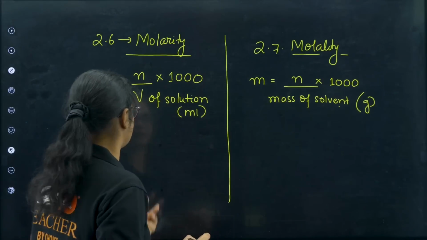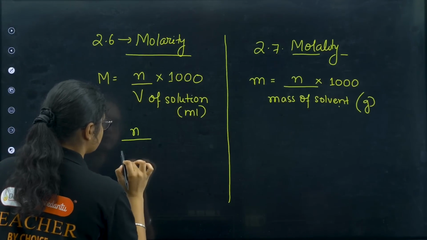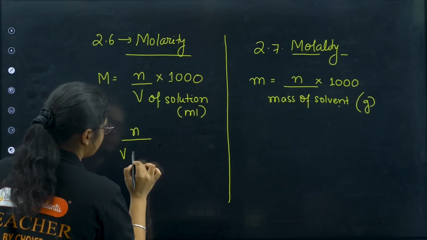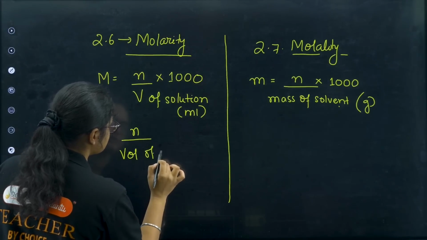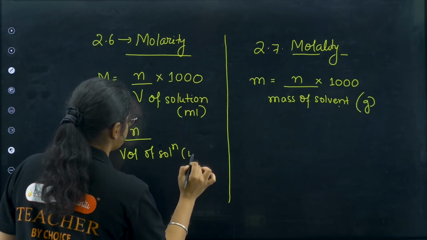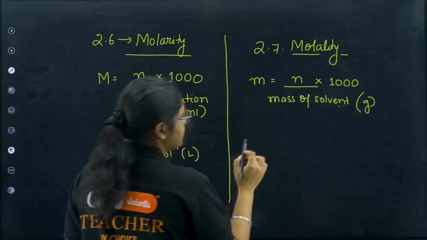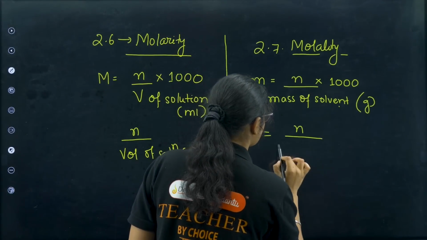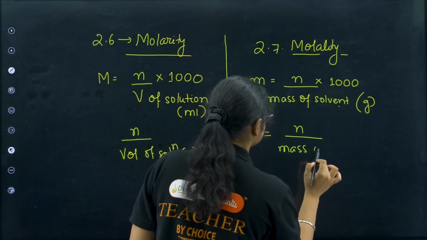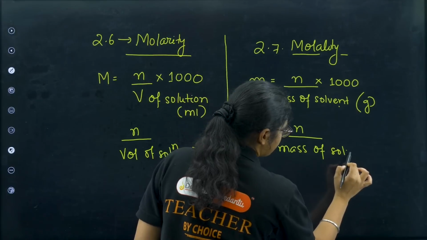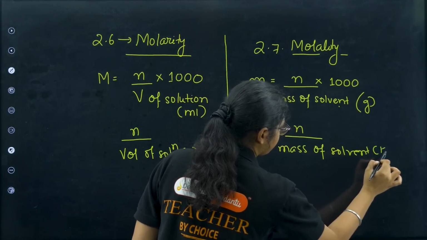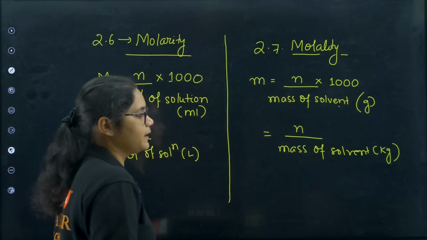If I write down the formula here, number of moles of solute by volume of solution, if it is in liter, then no need to multiply by 1000. Similarly here, number of moles of solute by mass of solvent, if it is in kg, then no need to multiply by 1000.